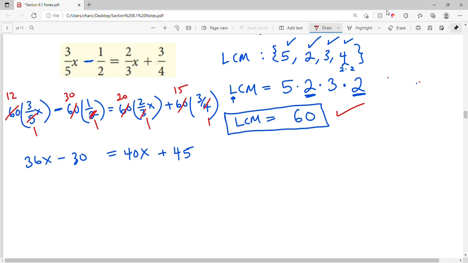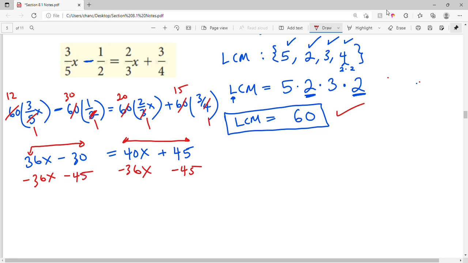Now we can collect like terms. On the left, I cannot add anything together. On the right, I can't add anything together. They are variables and constants, so we can't add them together. They're not like terms. So let's start by getting the x to itself. Let's subtract 36x to both sides. And at the same time, I can also subtract 45 to both sides, just doing 2 steps in one line to save some time.